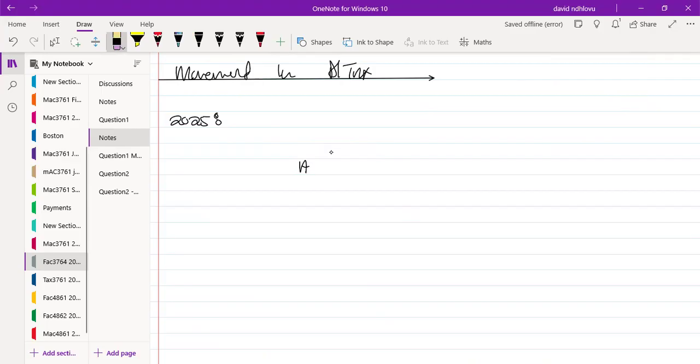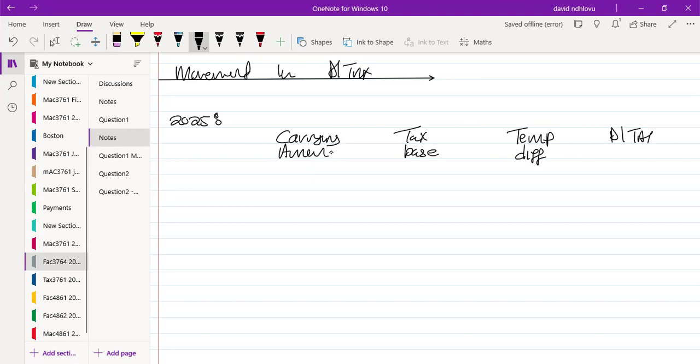I don't think I will have enough space there. Then we'll say carrying amount, then we say a tax base, then we say temporary differences, then we say deferred tax, which can be an asset or liability, and our rate is 27%. So now you'll be expected to formulate this table that I have here.